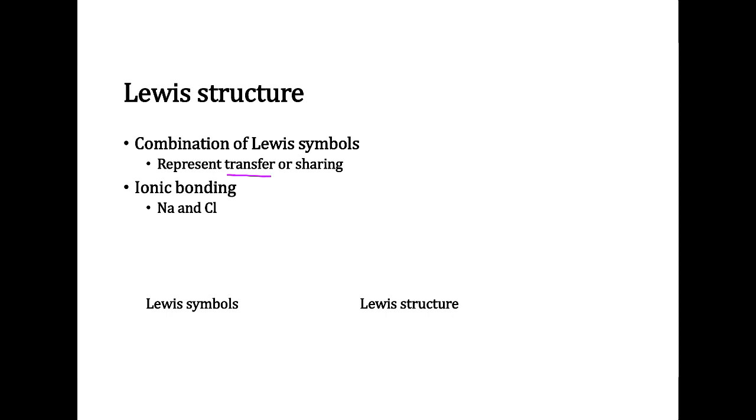If we consider sodium, sodium has 1 valence electron. And then if we were to consider chlorine, chlorine has 7 valence electrons.